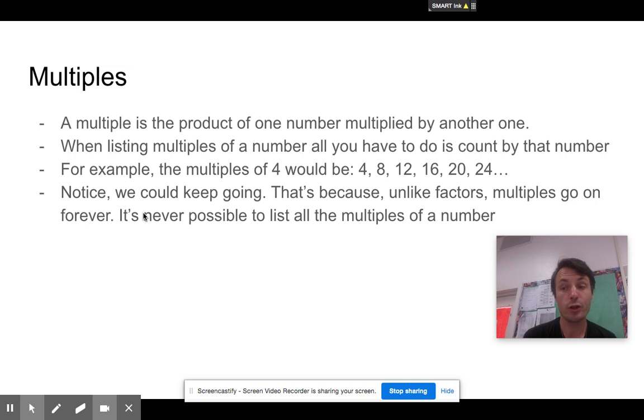Notice something. We could keep going. That's because, unlike factors, multiples go on forever. It's never possible to list all the multiples of a number because you can always count by that number one more time, which means you can always go higher because multiples go on forever.